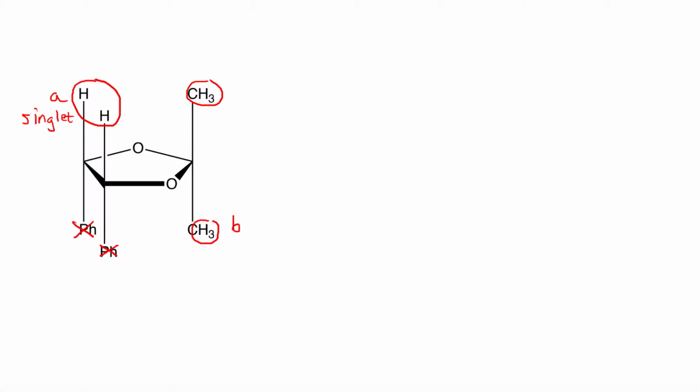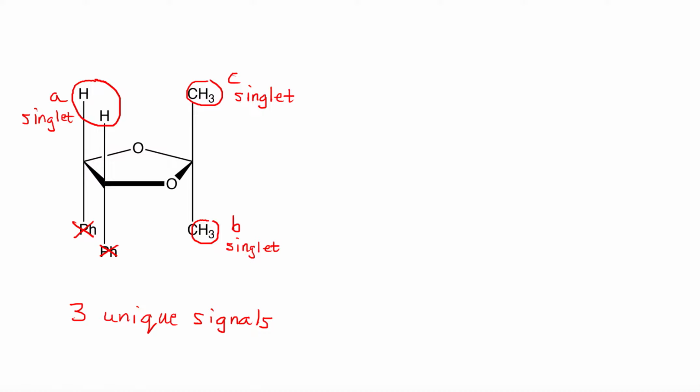B protons are much closer to the phenyl rings. I'll label this C. These protons, denoted by the letter C, are actually further away from the phenyl ring. So in fact, these B methyl protons are in a different chemical environment compared to the C methyl protons. So this we would expect to see a singlet, and we would also expect to see a singlet as well. So all in all, we expect to see three unique signals in our proton NMR spectrum.